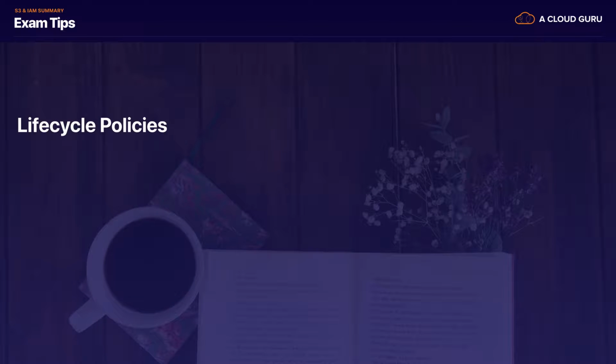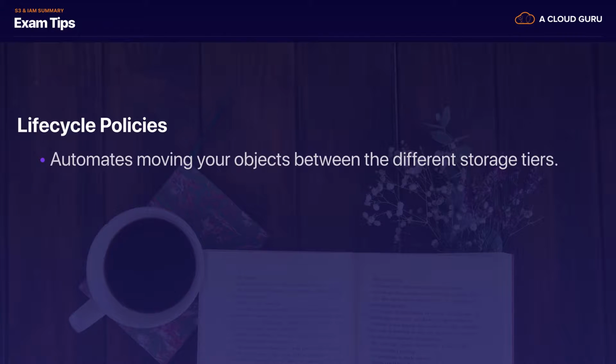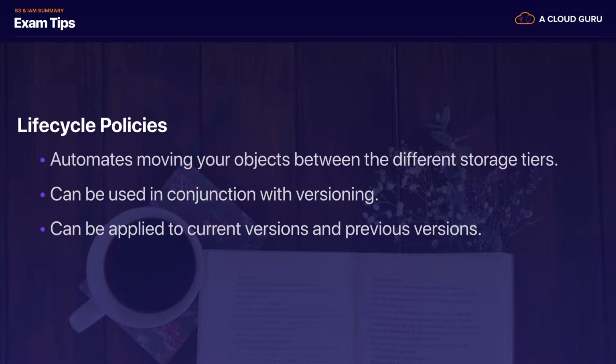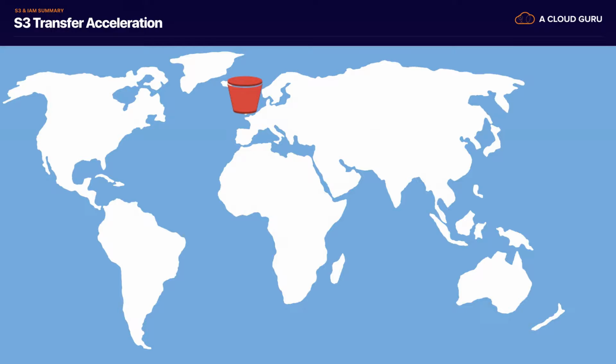Moving on to lifecycle policies. So what is a lifecycle policy? Well, basically, it automates moving your objects between the different storage tiers. That's all the policies are. They can be used in conjunction with versioning, and they can be applied to current versions as well as previous versions.